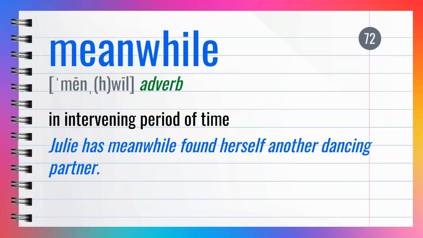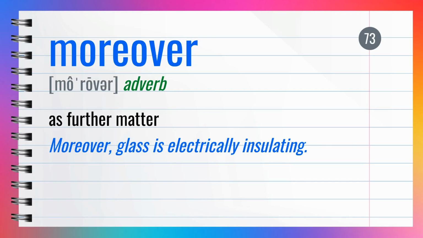Meanwhile. Meanwhile means in intervening period of time. For example, Julie has meanwhile found herself another dancing partner. Moreover. Moreover means as further matter. For example, moreover, glass is electrically insulating.